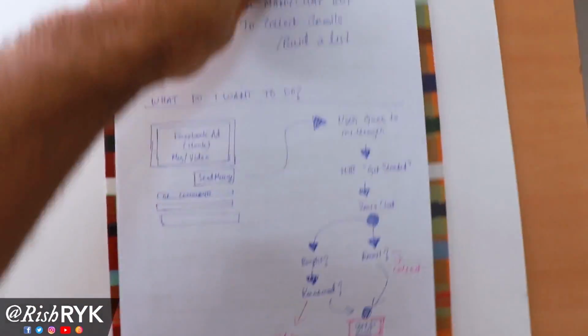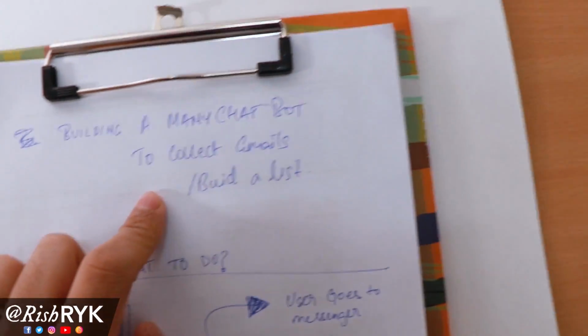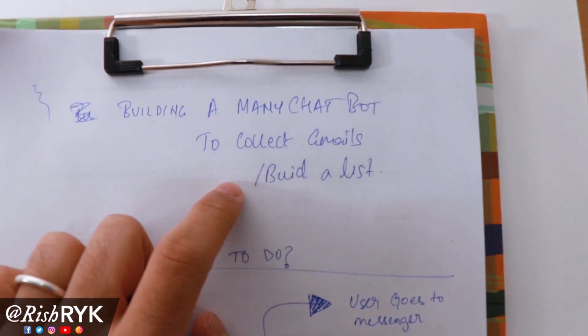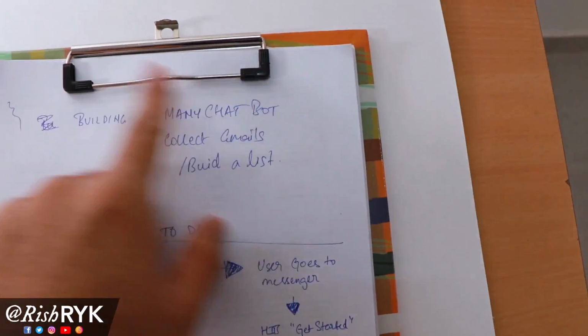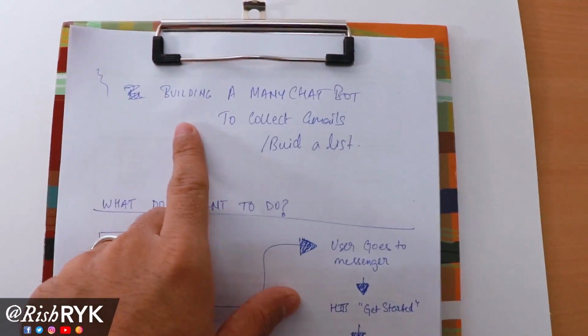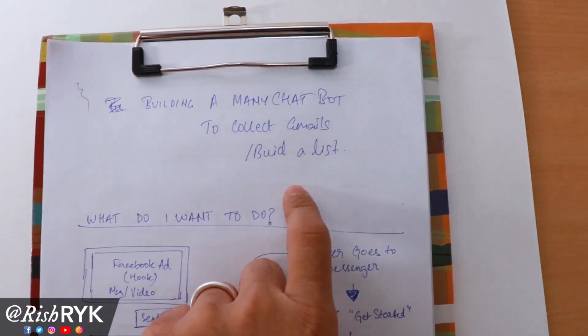I have to show you what I plan to do with my Facebook marketing or Facebook bot. So that's probably the title of this video, but I'm not going to actually teach you exactly how it is done because I haven't learned it myself. I'm still learning it, right? So this is basically my goal statement. That's how I like to work: building a ManyChat bot to collect emails and build a list.